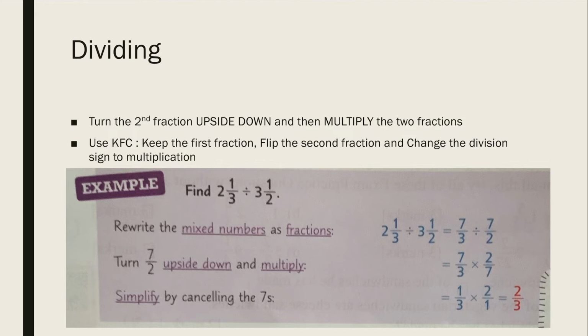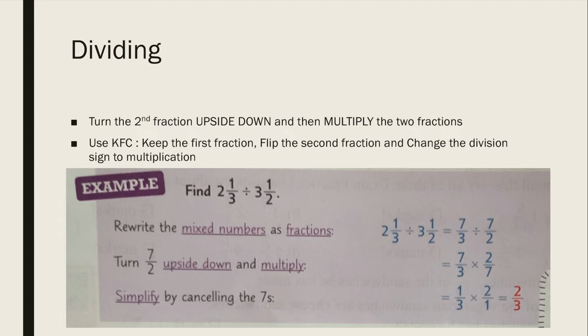Remember, when you're multiplying or dividing with mixed numbers, always turn them into improper fractions first. So, the best way to do it is a method called KFC. I know, pretty funny, but let's continue. The K stands for keeping the first fraction as it is. The F stands for flipping the second fraction. And the C stands for change the division sign to a multiplication sign.